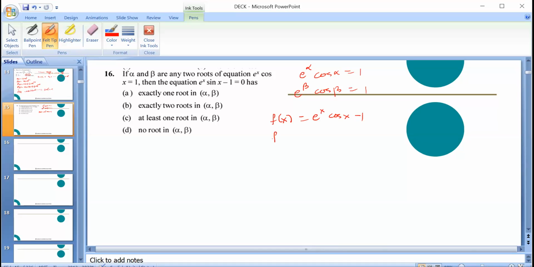Then what we have is, we'll take f of 0, which will be 1 minus 1, that is 0. We'll take f of 1. So we must get the same. Because we know that this function is continuous and differentiable. Continuous and differentiable. We know it.